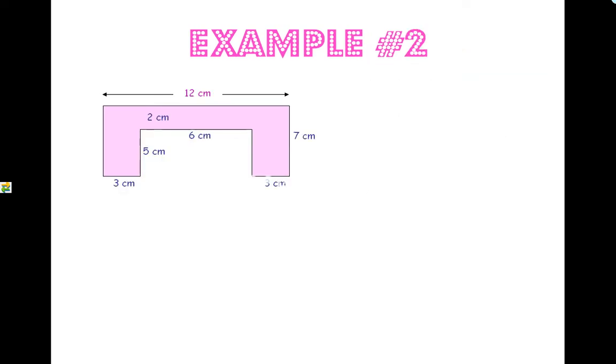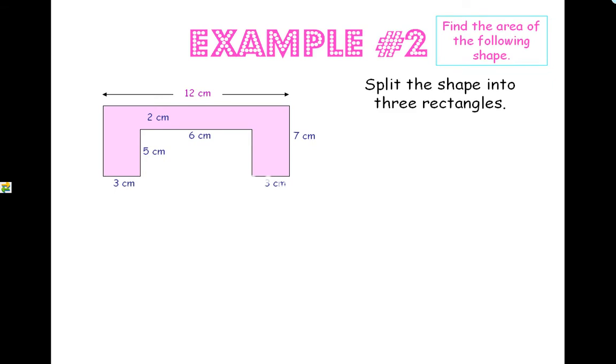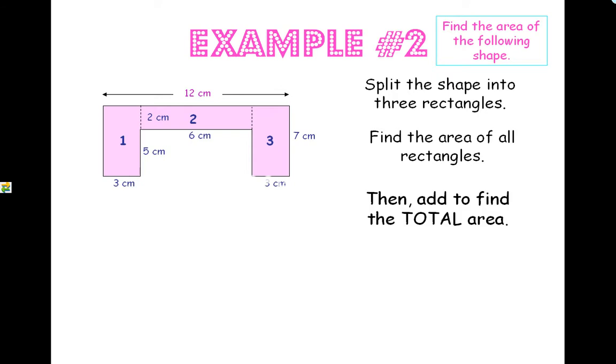Example number 2. You want to find the area of the following shape. We want to split the shape into 3 rectangles. You can make 3 rectangles out of this. Then you want to find the area of all rectangles. Then, once again, like example number 1, you add all of them together to find the total area.